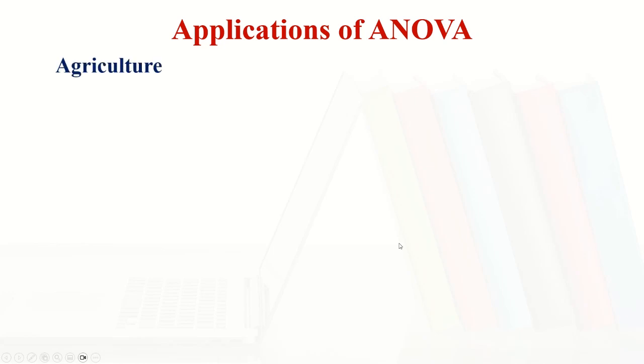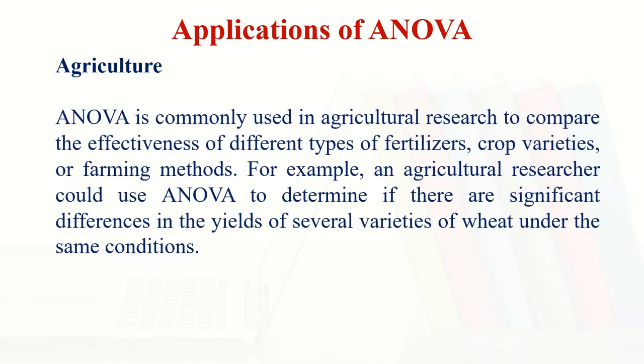Now I'm just covering the application of ANOVA. Application of ANOVA means where this ANOVA test is useful in real life. ANOVA is commonly used in agriculture research to compare the effectiveness of the different types of fertilizers, crop varieties, or farming methods. For example, agriculture researchers could use ANOVA to find out if there are significant differences in the yield of several varieties of wheat under the same condition.